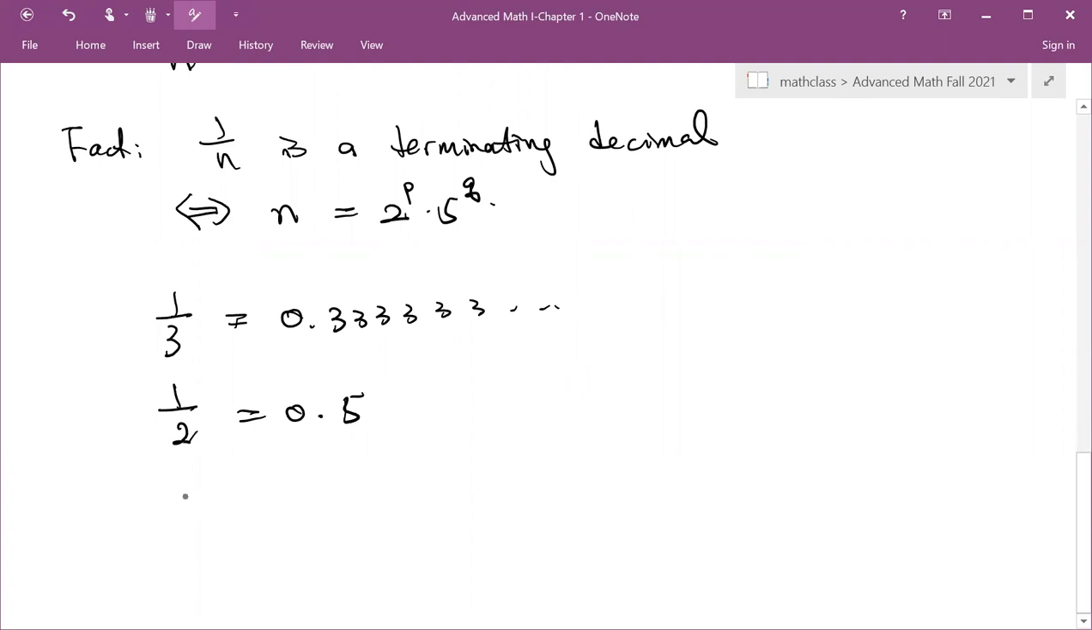But 1 over 2, yes, it's 0.5, right? And 1 over 10, well, 10 is 2 times 5. It contains 2 and 5. That's going to be 0.1. So this is a terminating decimal.